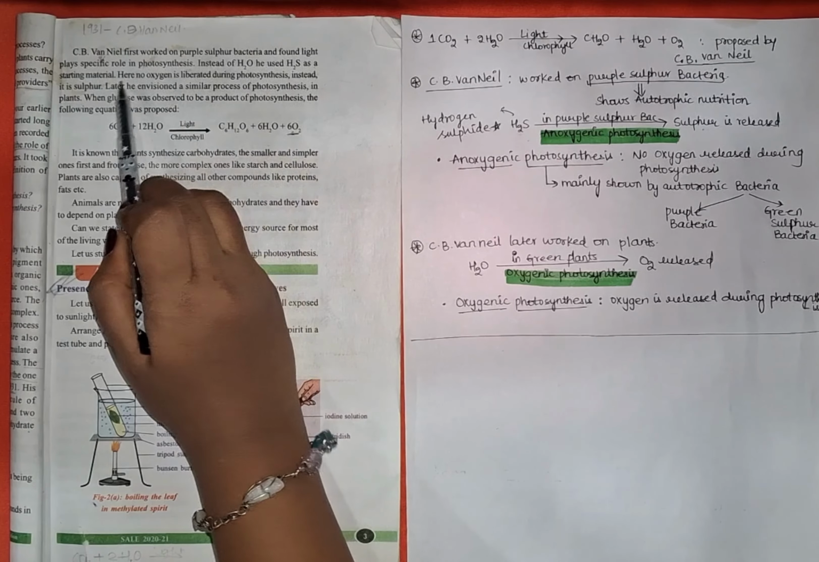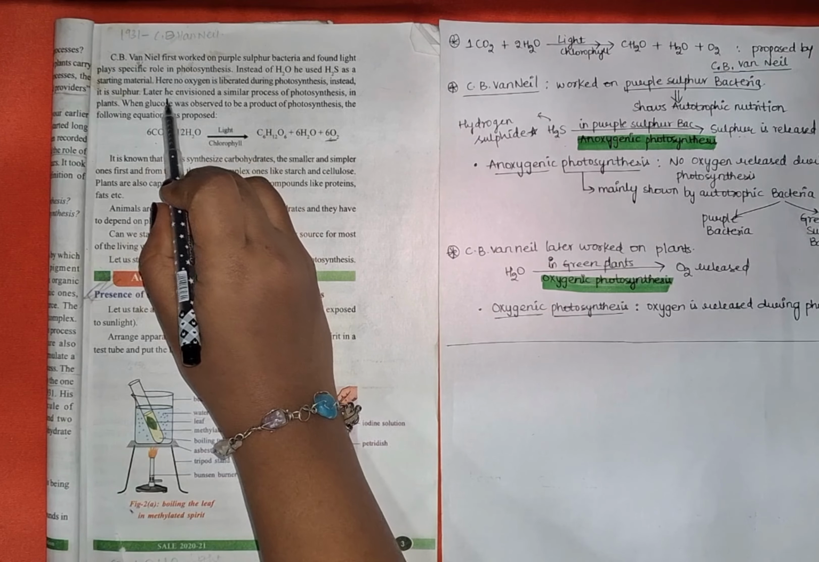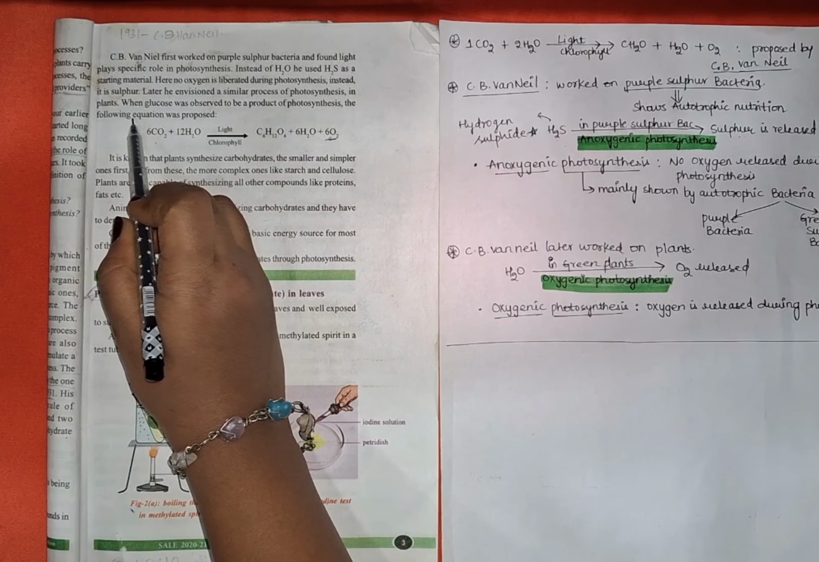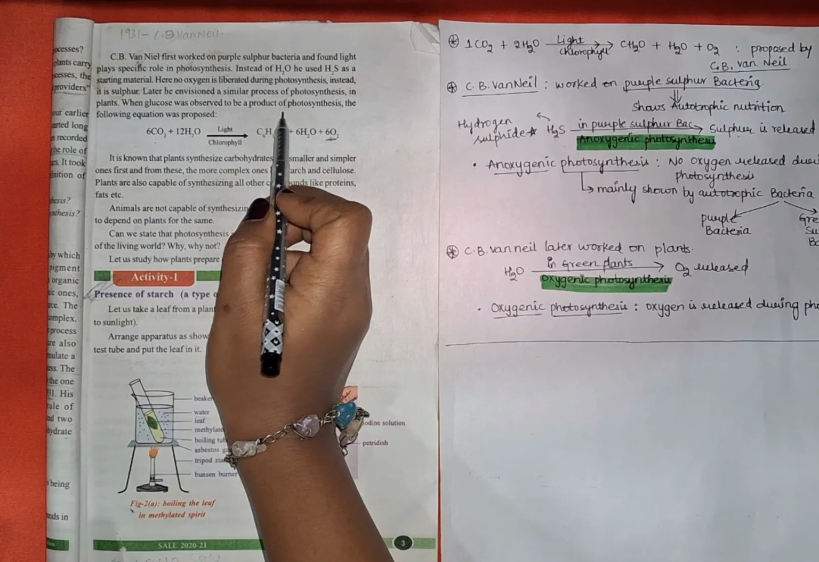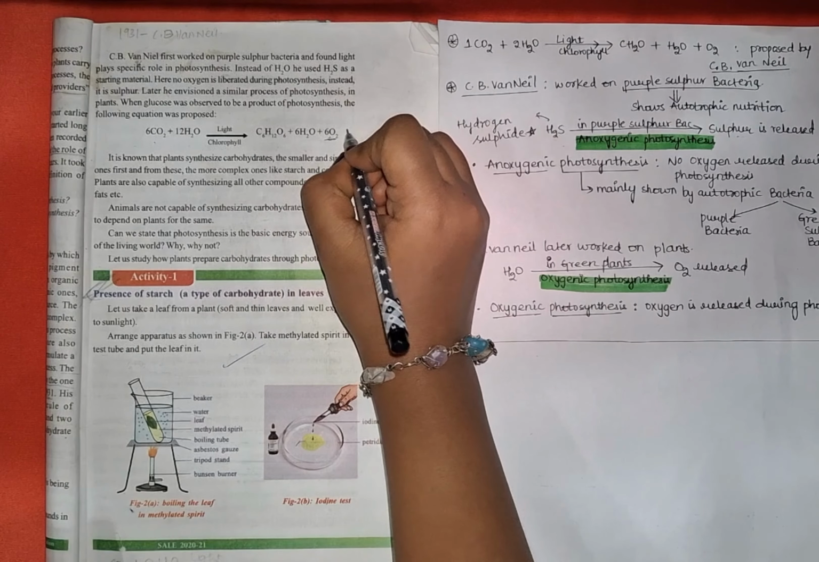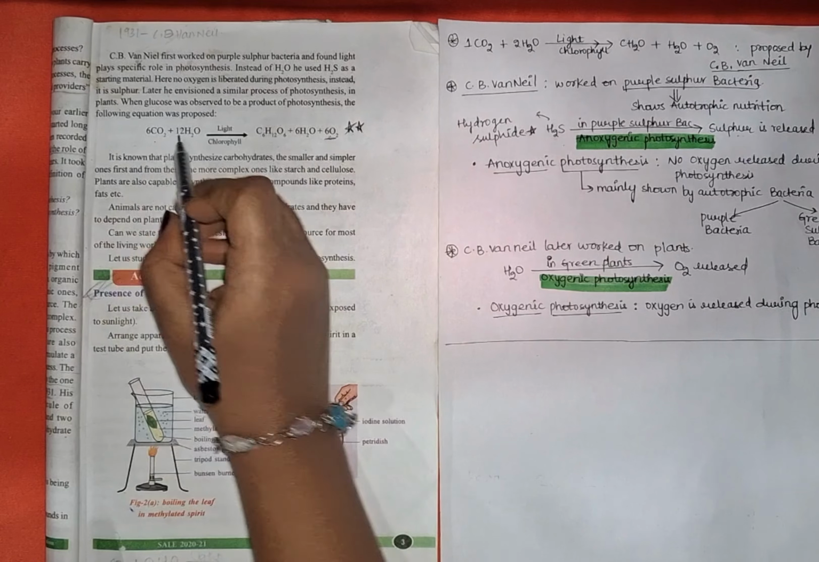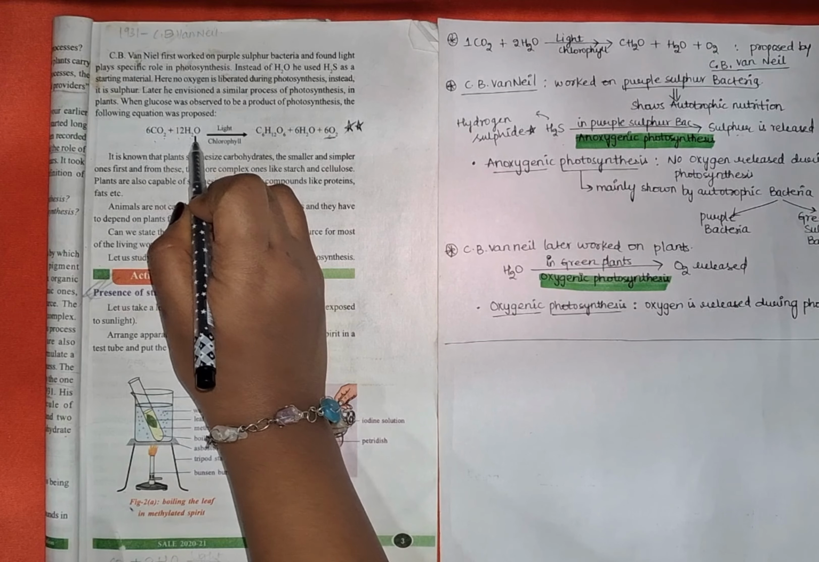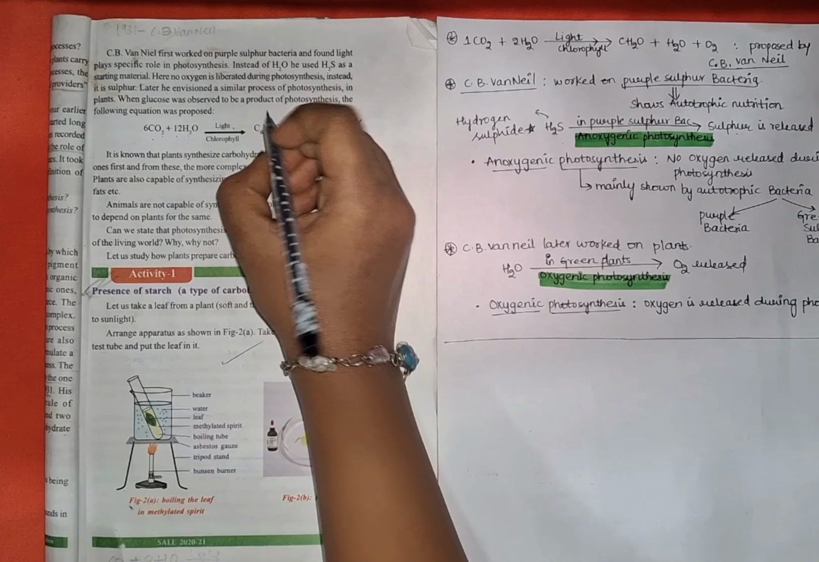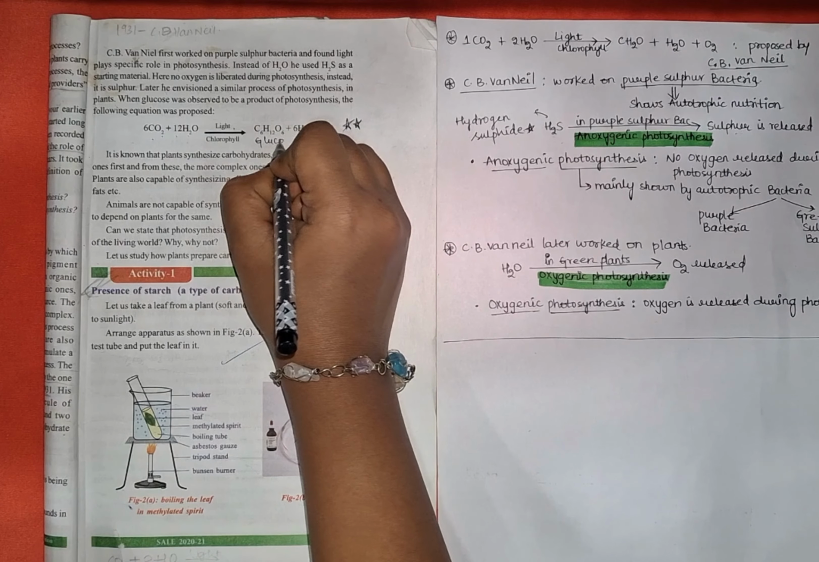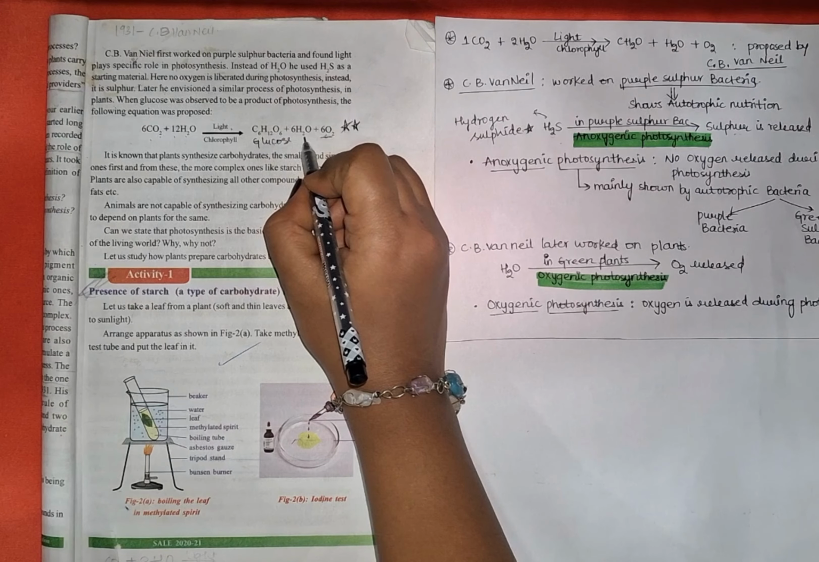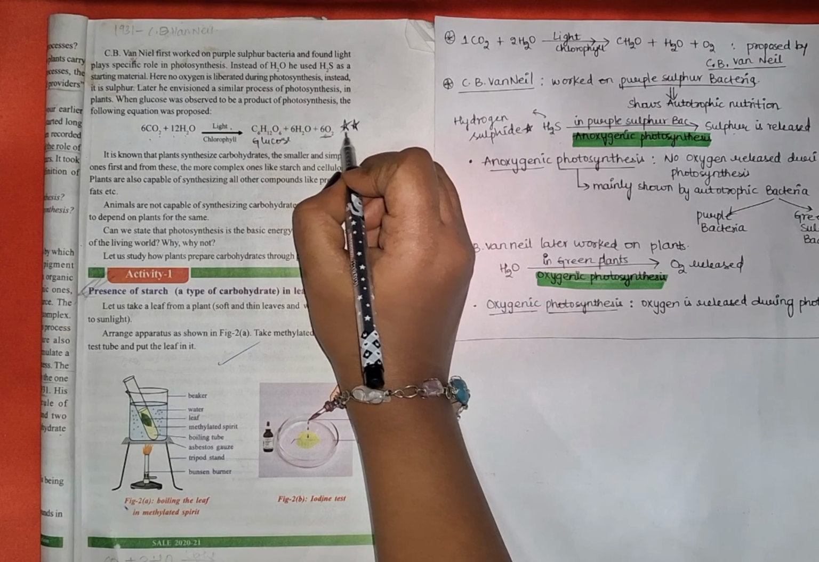And let us read this. Later he envisioned a similar process of photosynthesis in plants. When glucose was observed to be a product of photosynthesis, the following equation was proposed. You have to remember this equation. 6CO2 combines with 12 molecules of water in the presence of sunlight to give rise to 1 molecule of glucose, the formula of which is C6H12O6, plus 6 water molecules plus 6 oxygen molecules.